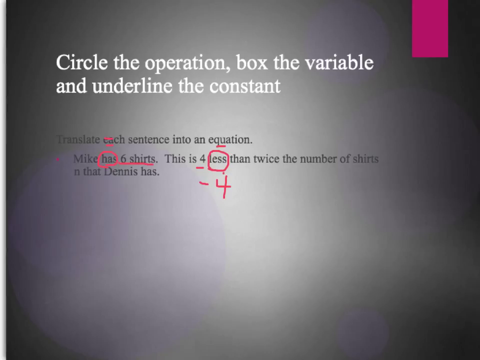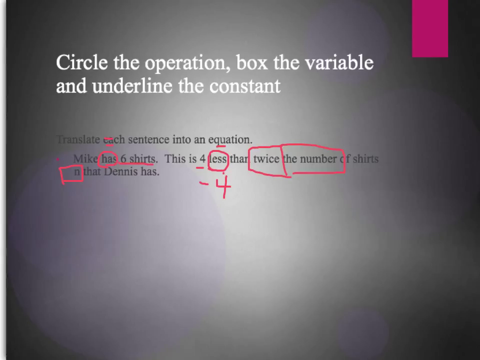All right, this is 4 less than twice a number. Twice a number. Do we know what that number is? No, it's the number of shirts. So we don't know what the number is, so I'm going to box that in, and that number is going to be n. So that's going to be my variable, and it's going to be twice. So I'm actually going to go ahead and bring my box on over because it's twice that number.